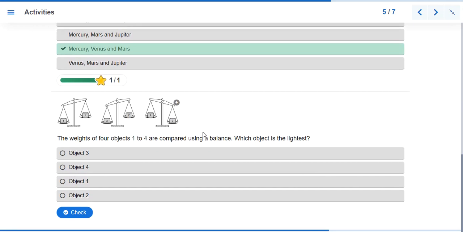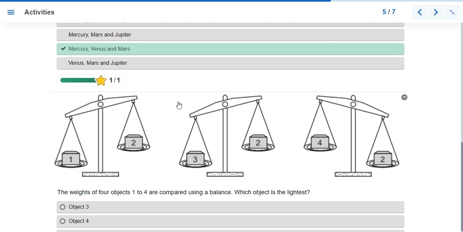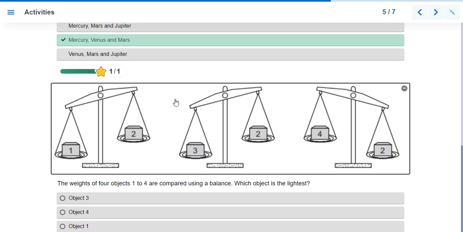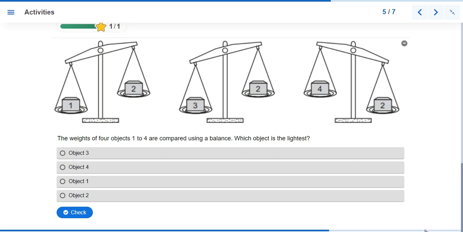Moving forward. Now, looking at this, let me enlarge it a little. Yes. These are weights. The weights of four objects 1 to 4 are compared using a balance. Which object is the lightest? That is, which object has the smallest weight? If you look at it, by virtue of what is called a balance, any object that has the smallest weight is always raised up. The one with the largest weight is always down.